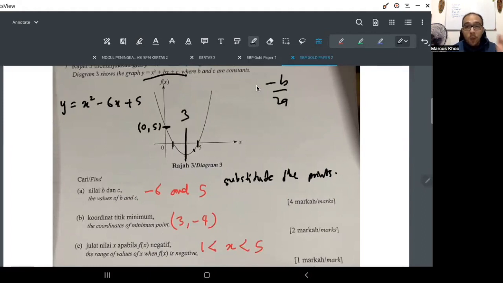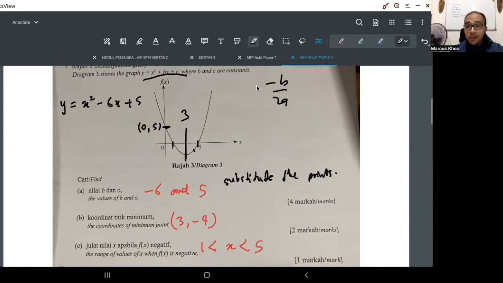No need to think one. 1 and 5, in the middle is 3. If it is 2 and 6, in the middle must be 4. If it is 0 and 6, in the middle must be 3.5. 1, 2, 3, 4, 5, 6. Yeah, 3.5. Okay, so 1 and 5, in the middle is 3.